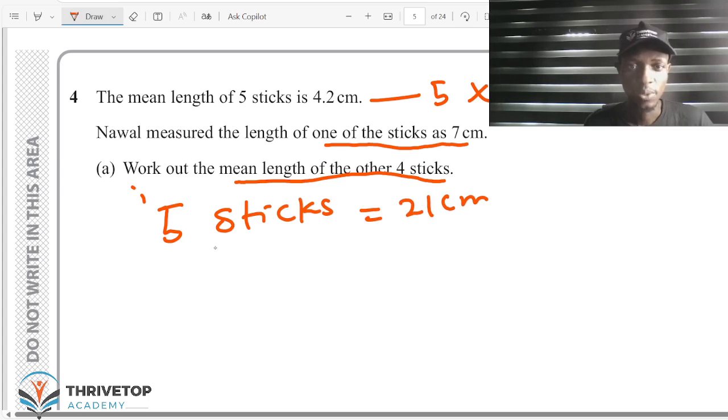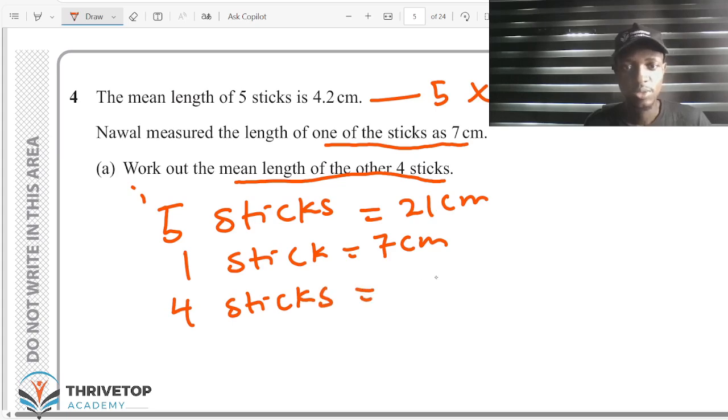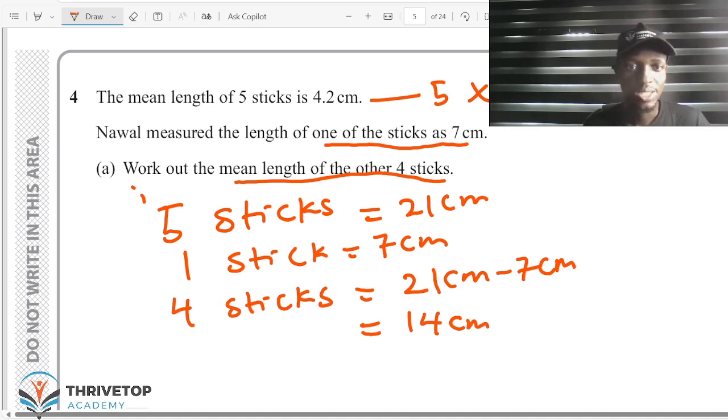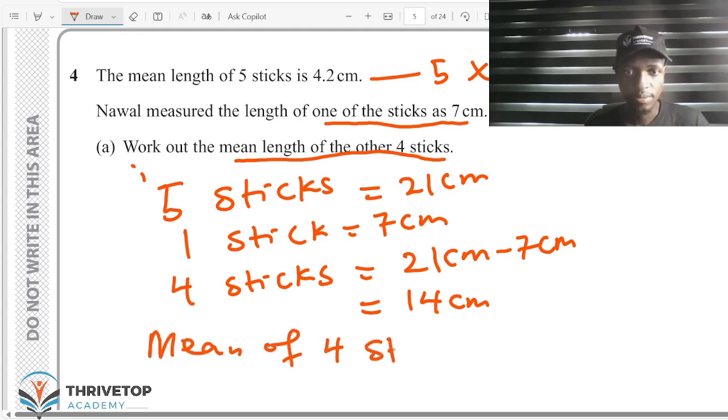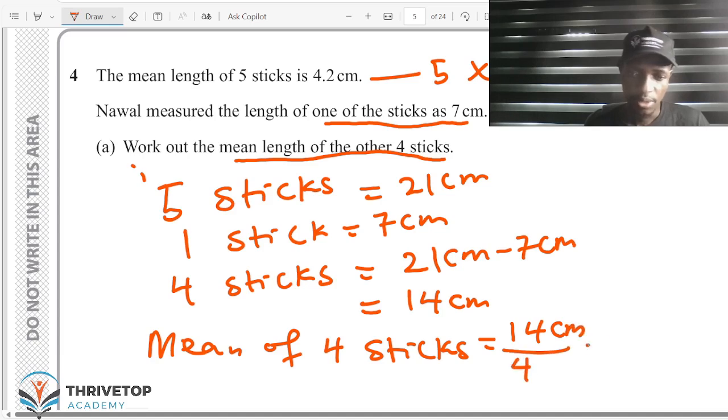So if one stick is equal to 7 centimeters, therefore the 4 sticks are going to be 21 centimeters minus 7 centimeters. When you subtract this, we have 14 centimeters. Now, because the question says, what is the mean of the other 4? The remaining 4 sticks, the total is 14. So the mean of the 4 sticks is equal to 14 centimeters divided by 4.